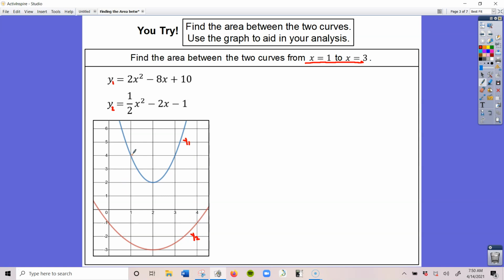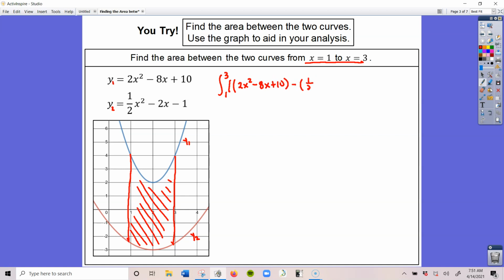And now we're going to evaluate this. We're going to find the area between them from x is equal to 1 to x is equal to 3. So we're looking for this area here. So what we're going to do is integrate from 1 to 3, y1, which is 2x squared minus 8x plus 10, minus 1/2 x squared minus 2x minus 1. So before I integrate, I'm going to simplify this. So I have to distribute this negative.